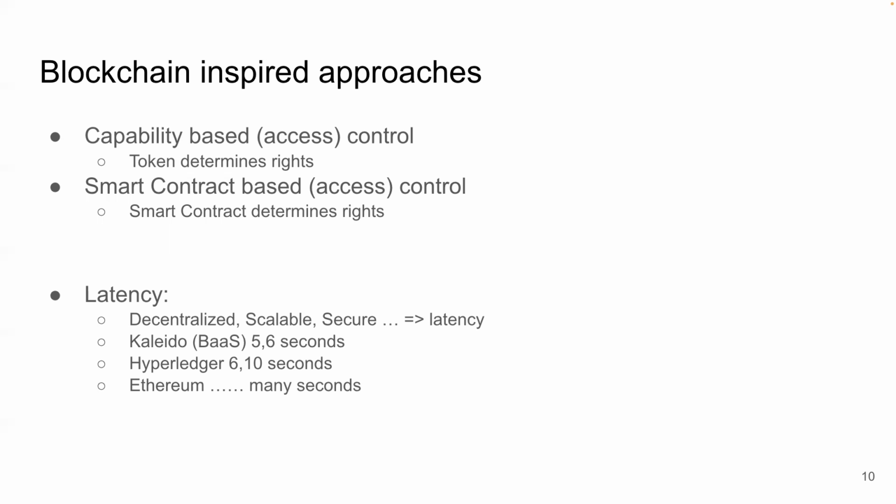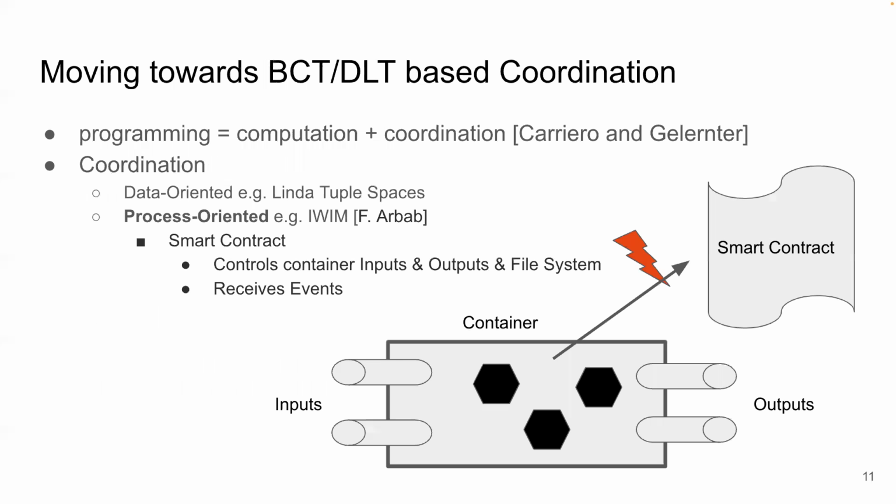We originally worked with Kaleido, which is a blockchain as a service spin-off from AWS, as far as I recall. It's not only quite pricey, it also has a certain latency, 5 to 6 seconds, which we saw in some of the experiments that we always measured. Hyperledger, you can have a little bit larger, and Ethereum, of course, significantly higher. So the goal then is, if you have this high latency, then you probably don't want to make all the decisions in your smart contract.